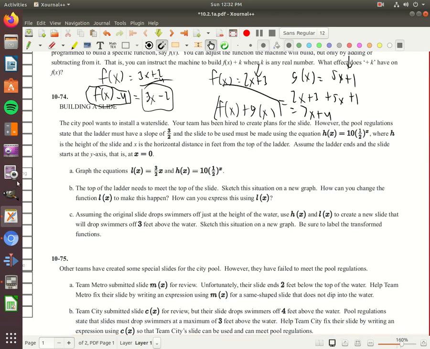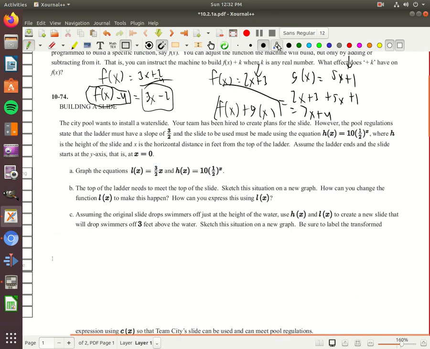So when we go here, I think most of us know, maybe I'll make a little bit of room here. Trying to draw this, if I were to graph this, obviously 3/2 x, I'm going to go up 3 over 2, and this is going to be my L of x. This is going to be the ladder, and h of x is 10 to the 1/2 x, so I'm at 10, then I go to 5, then I go to 2.5, so this would be like the slide.